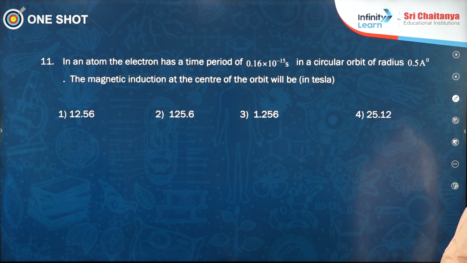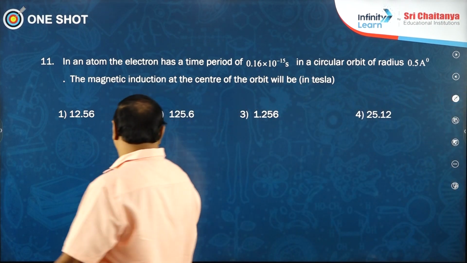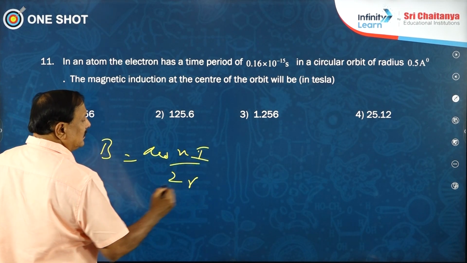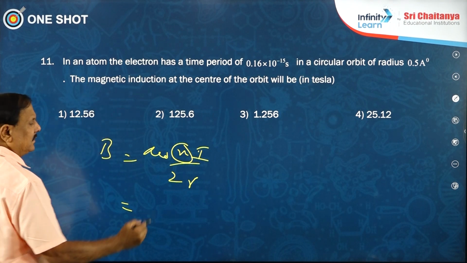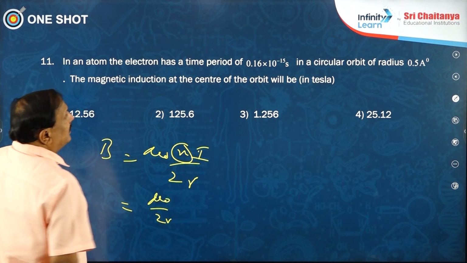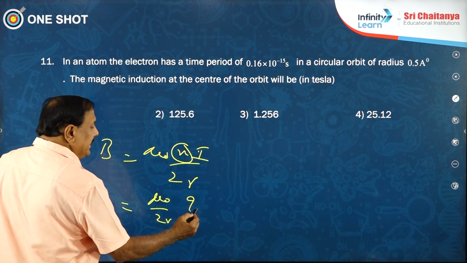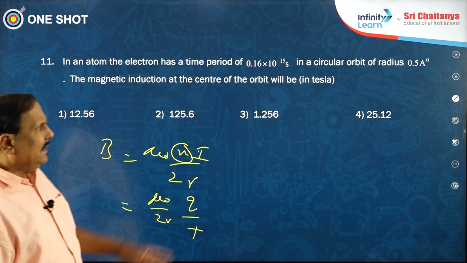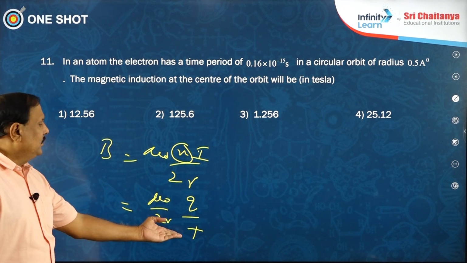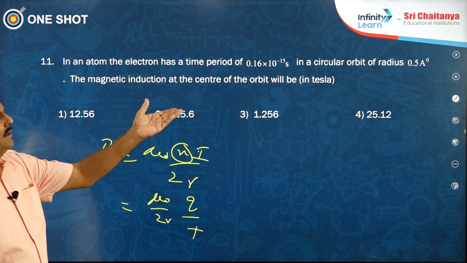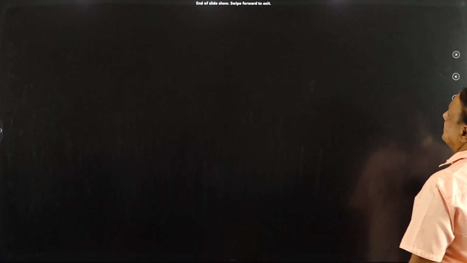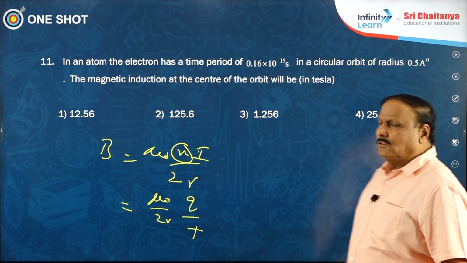Next, in an atom, time period is given, radius is given, again same. B is equal to mu naught N I by 2r, of course N I am taking as one rotation. So, mu naught by 2r. What is the data? Time period. So, q by time period, because they gave the time period and radius. Q charge, you know, and radius again you have to convert from angstroms into meters, 0.5 into 10 power of minus 10. Like that we have to do.